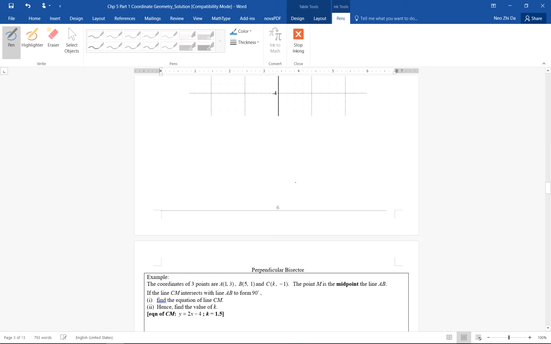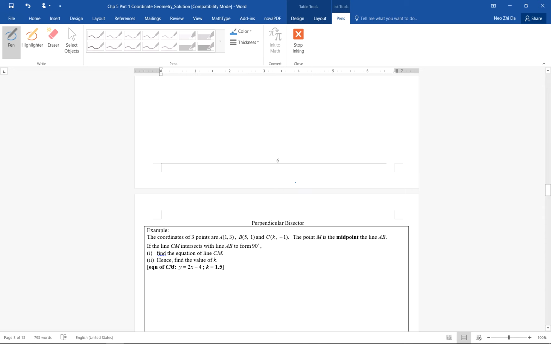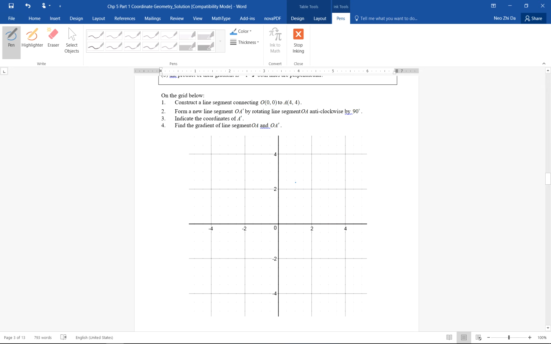Now, perpendicular lines. So, construct a line segment from (0, 0) to (4, 4). I draw a straight line from here all the way down. Form a new line segment by rotating this through 90 degrees. So, 90 degrees should be like that. This one will be A prime, and this one will be A and O. Now, find the gradient of OA and the gradient of OA prime, because this is 90 degrees.